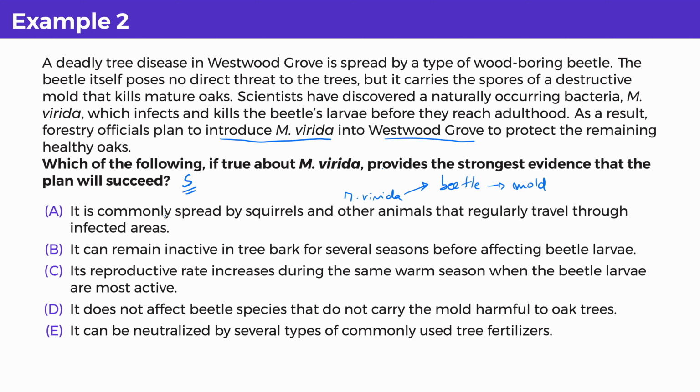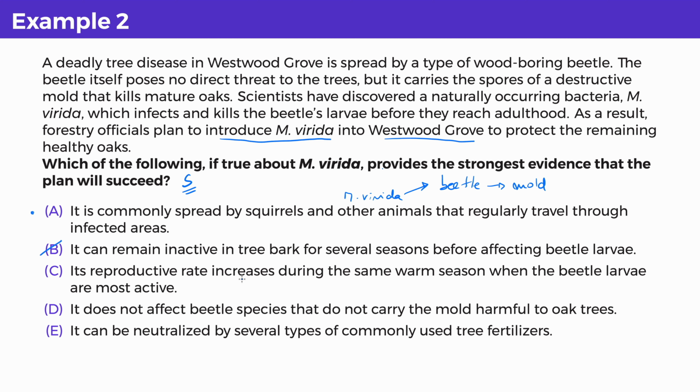So answer choice A. It is commonly spread by squirrels and other animals that regularly travel through infected areas. Well, this might be an option. So we know that there's some animals that are traveling through the oaks and can spread the M. virida. So let's keep this one. Answer choice B. It can remain inactive in tree bark for several seasons before affecting beetle larvae. Well, this one is not strengthening. This one is weakening because if it remains inactive during long periods of time, that may not bring plan success. So this one we can cross.